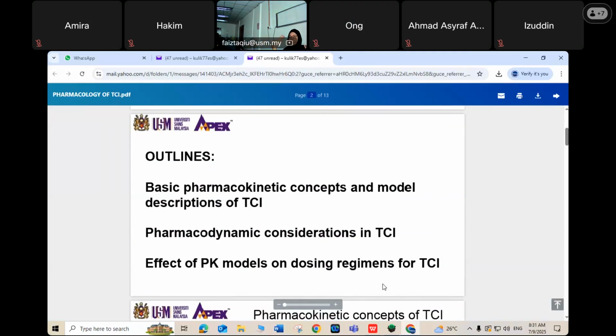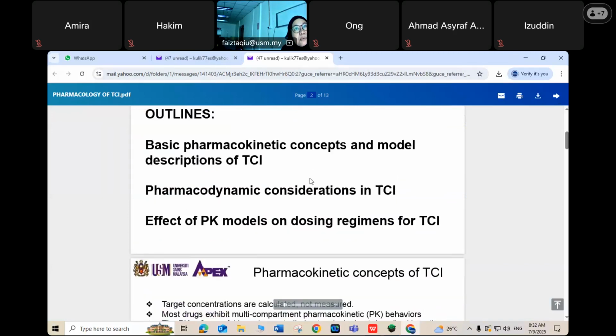Next, we consider that the changes in the PK will affect the pharmacodynamics. That's why we say certain patients are not suitable for certain models. Okay, so these will be the pharmacodynamic considerations when you're using TCI. And then we are also looking at how each model will behave in a different way for the dosing regimen for TCI. This one you don't have to do yourself. This is what the model will do by itself. Okay, alright. So first of all, let's look at the concept.